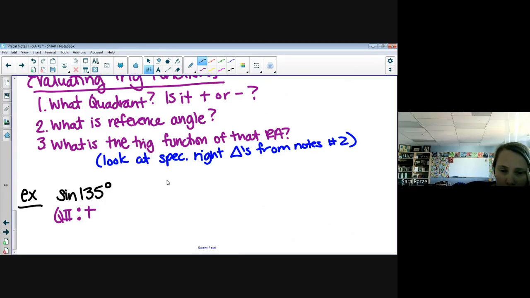I normally draw the picture until I get used to doing this a bunch. So once I know 135, I'm here. This is 135. I'm looking for this wedge down there. That's how I would make my triangle. I want to know this part.